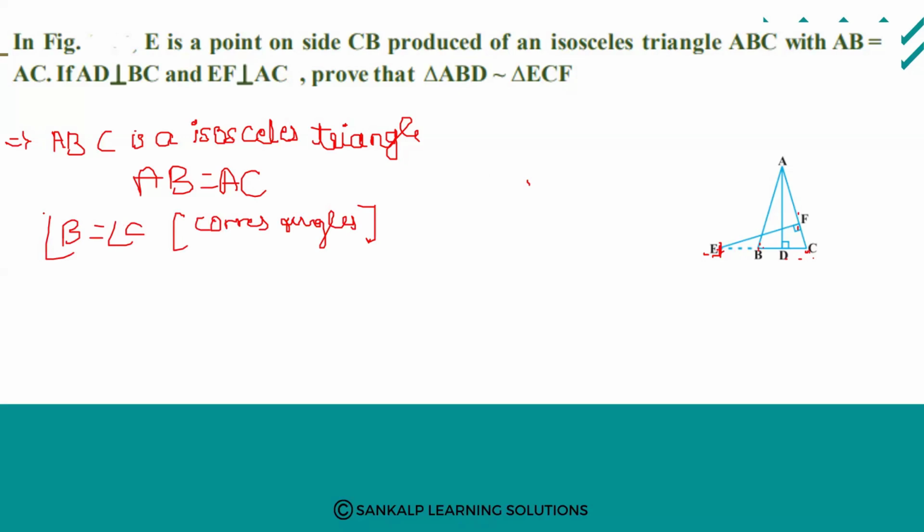So when B is equal to C, we can write it as angle ABD is equal to angle ECF. ABD means what? AB... when B is equal to C, that can be written as angle ABD is equal to angle ECF. That means B and C are equal we are saying. So ABD is equal to ECF.